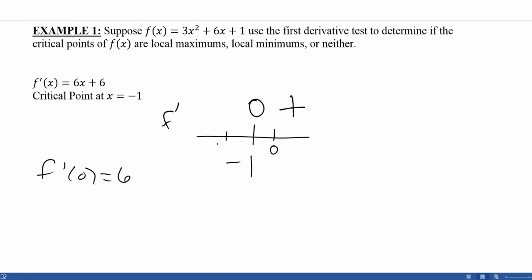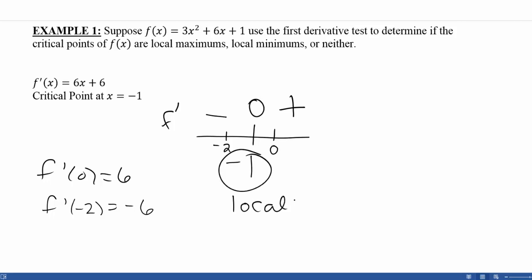When I pick a number a little to the left, I'm going to pick -2. So if I plug -2 into the first derivative, I get 6 times -2 plus 6, which gives me -6. So that means that I'm negative to the left of -1. So here I can see that my first derivative changes from negative to positive around my critical point. So that tells me the original function changed from decreasing to increasing. Both of those things tell me that -1 is going to be a local minimum. So now we've used the first derivative test to classify that critical point.